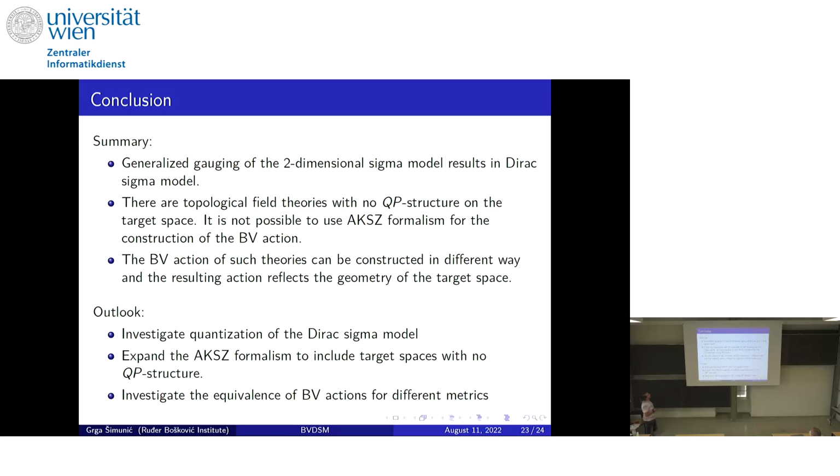Then the next thing that is important is that there are topological field theories that do not have QP structure. So for those kind of theories, it is not possible to use the AKSZ construction to find the BV action. So we need to find another way to deal with those kind of situations. And as we have shown, this can be possible. In general, it should be possible, at least in principle, to use this kind of technique for any kind of action. It's pretty much a brute force technique, and whether you will succeed or not depends on how difficult the actual calculations are.